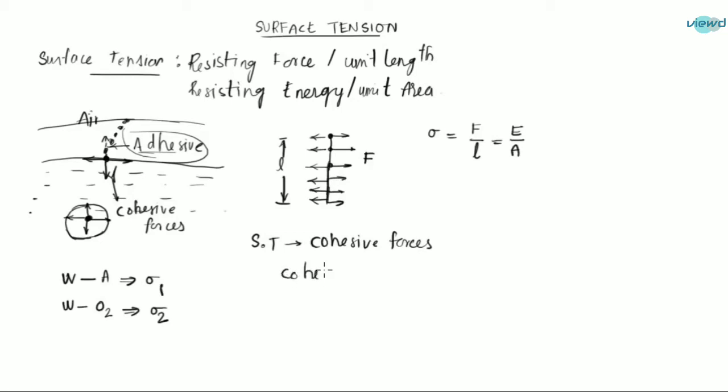If cohesive forces or cohesion increases, surface tension increases. So as temperature increases, this cohesion decreases, because the molecules move farther from each other, so sigma also decreases. So as temperature increases, surface tension decreases. We observe that if we put a water droplet on our hand, this will form as a spherical layer, spherical shaped. So this is due to surface tension.